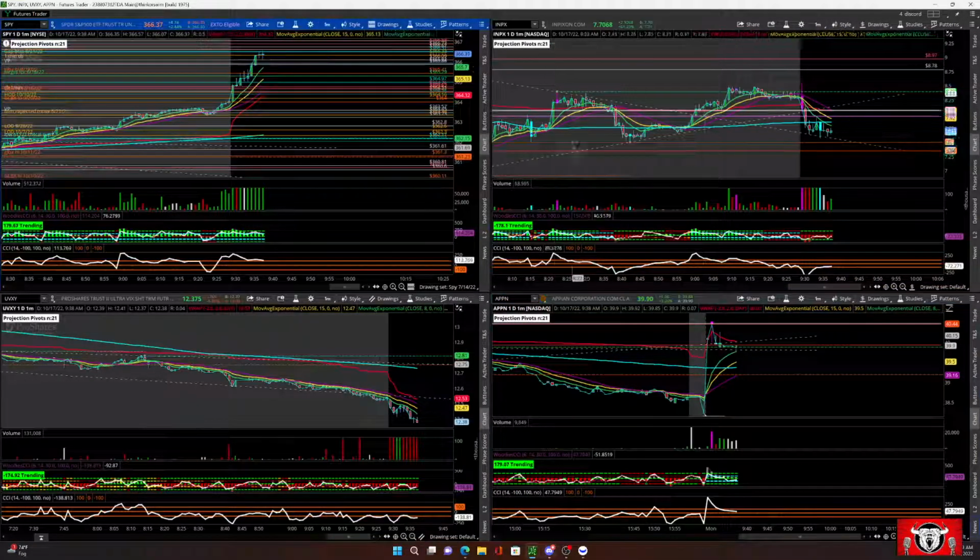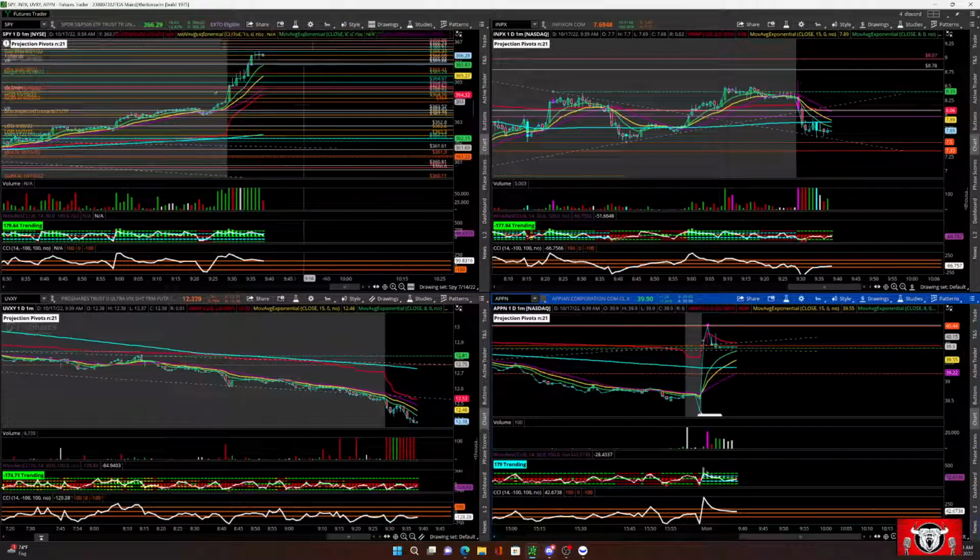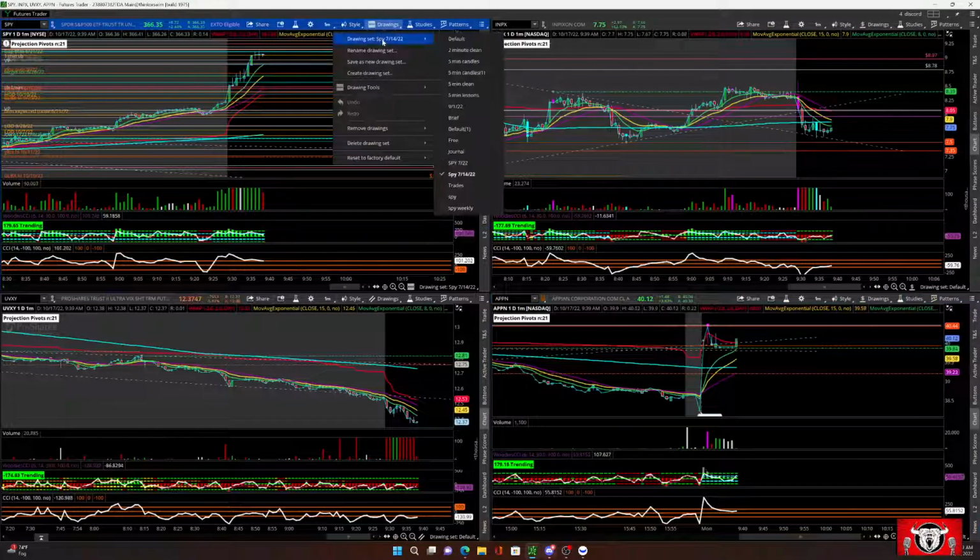My chart's nasty. I should take all those lines off. Don't do it. Huh? No, I have another. I can make it look a little cleaner.